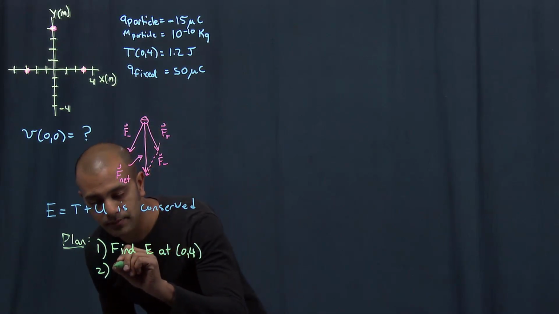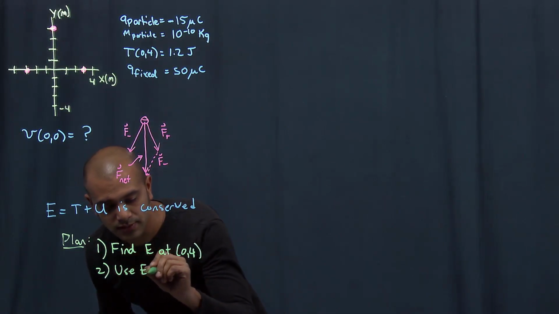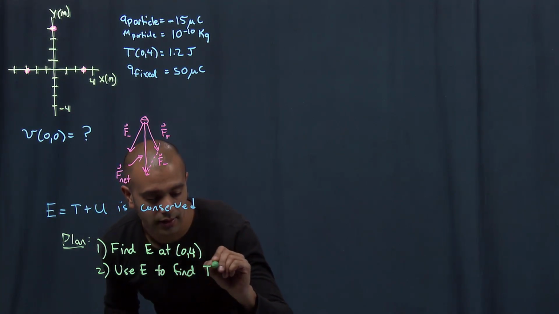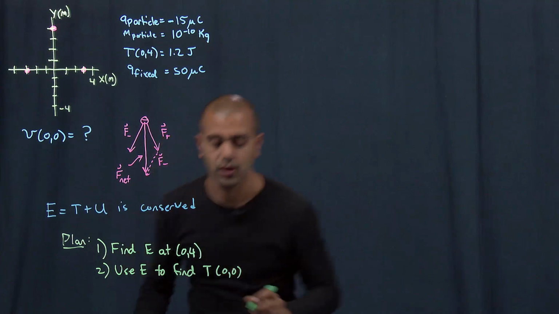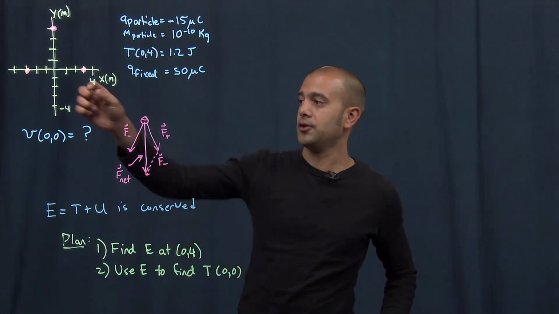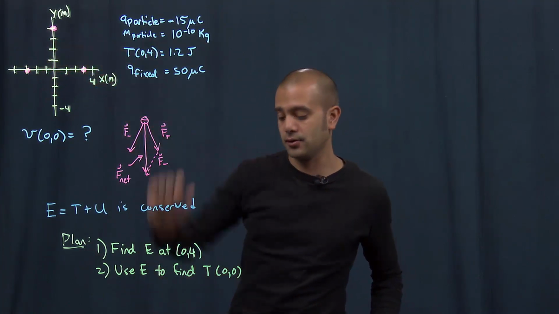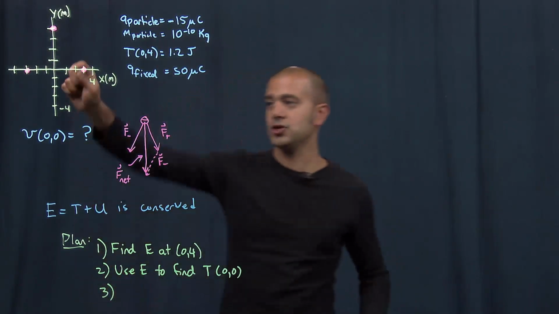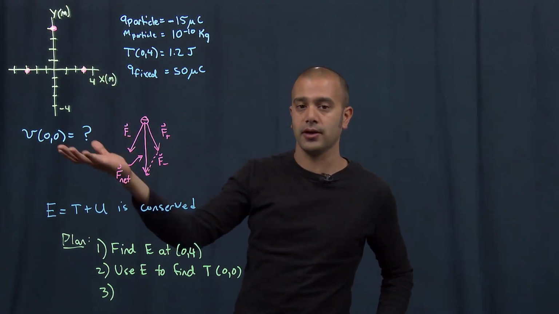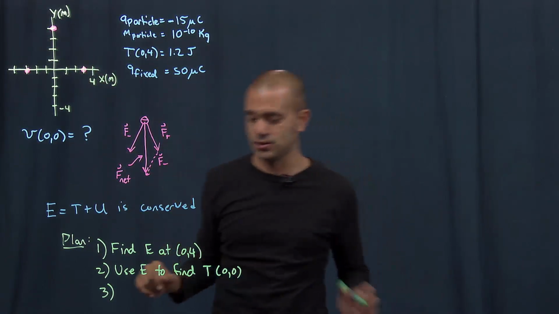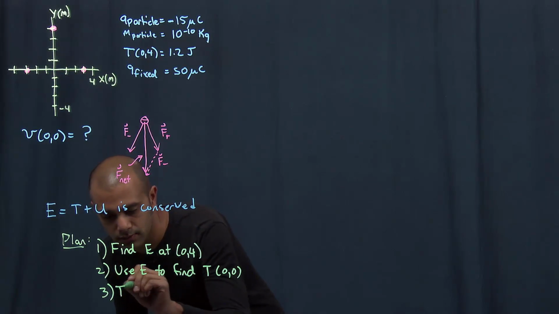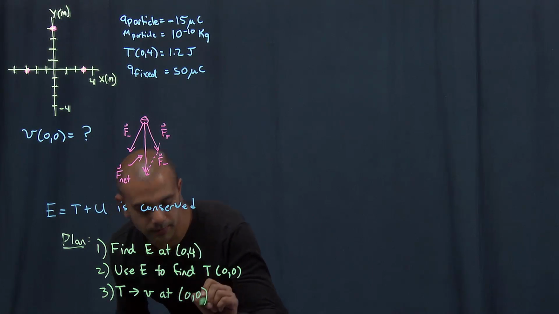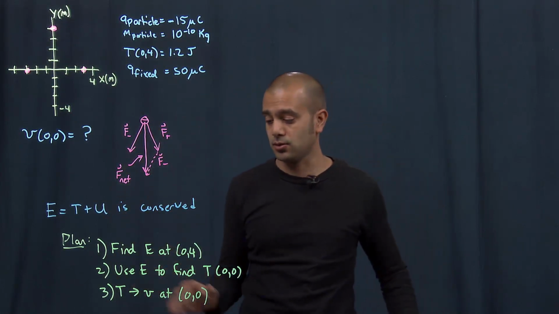And we're going to use that one to find the kinetic energy at the origin. And the way we can do that is by subtracting out the new potential energy there, which we can find using the configuration as well. And then finally, once we have the kinetic energy at the origin, we can just use the formula for kinetic energy, which is 1/2 mv squared, to find the velocity. So we'll use T to find the velocity at the origin. Okay, so the first step here is to find the total energy.